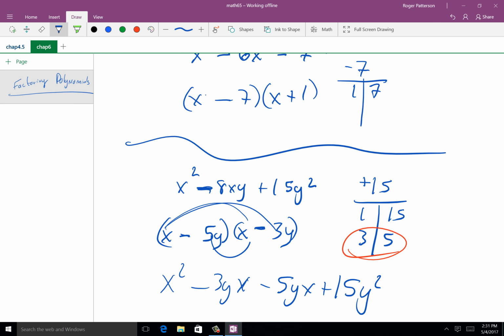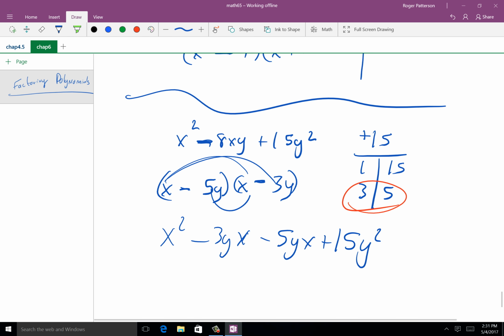So those are the trinomials. I'm going to say this one is 6.2. And then do another one for 6.3.